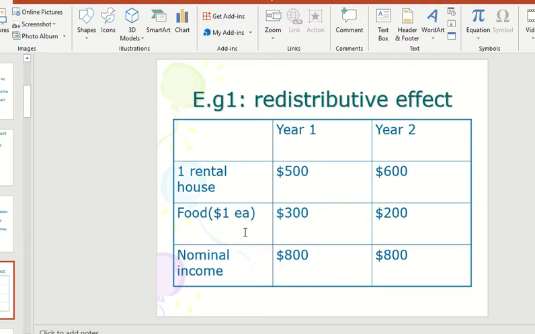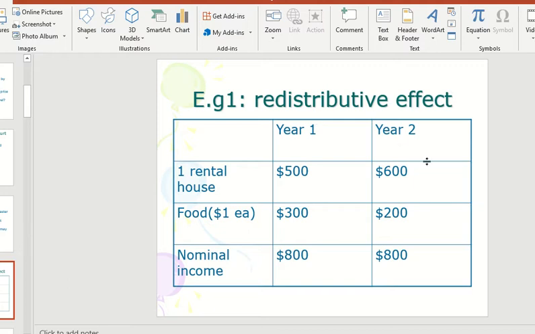The answer is yes. We're looking at two types of goods here. House, the first type of goods, the rent goes up by 20%. The second type of good, food, the price of food stays the same. So one goes up, the other one stays the same. So on average, the price level goes up. So we do have an inflation in this type of economy.